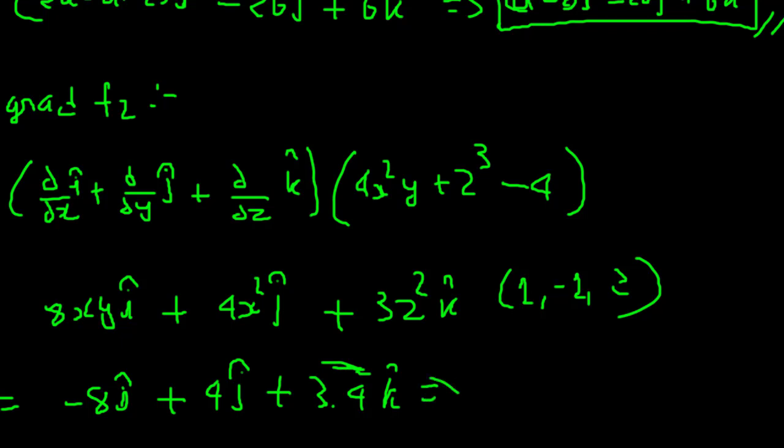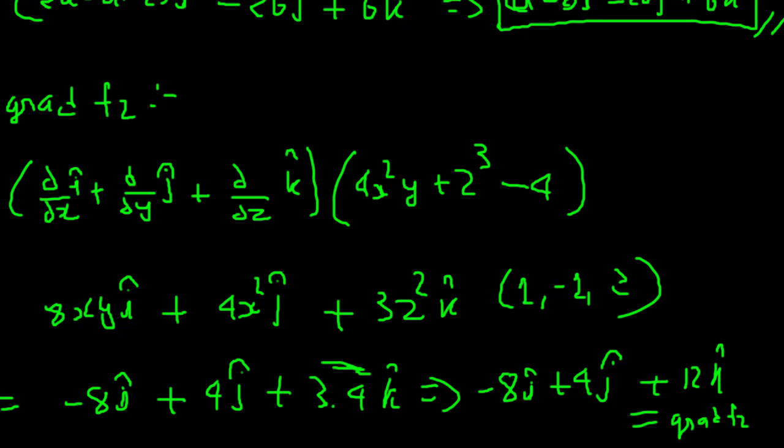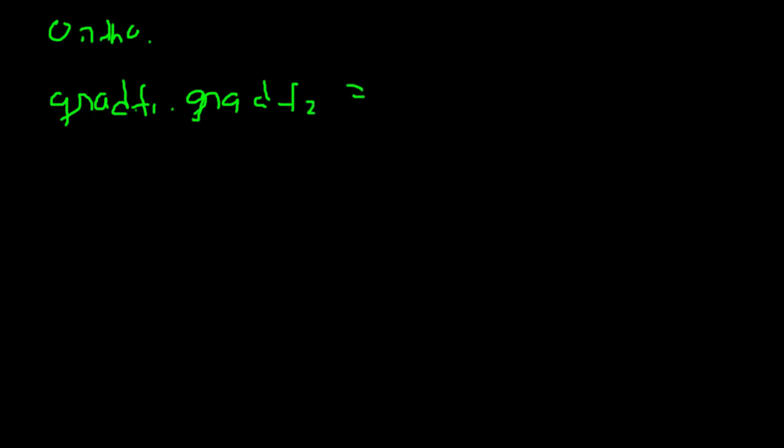Okay, just write this also so that you guys don't get confused. Plus 12. So this is the value of gradient of f2. Now what we want to do is, as I mentioned earlier, since it's orthogonal, we're going to do gradient of f1 dot gradient of f2 equals 0.